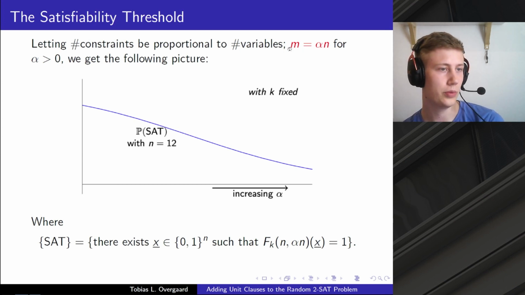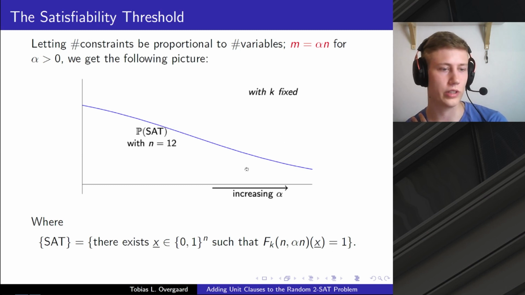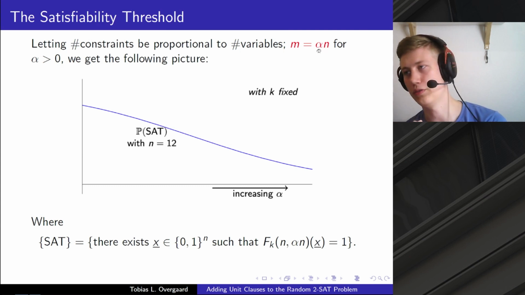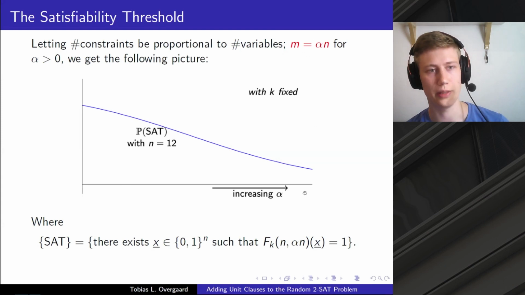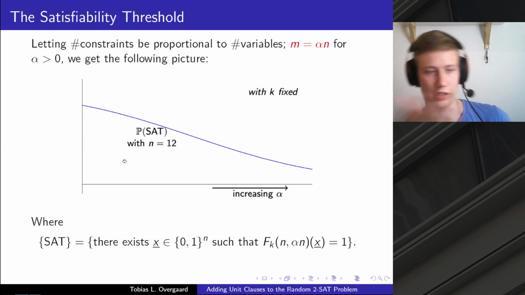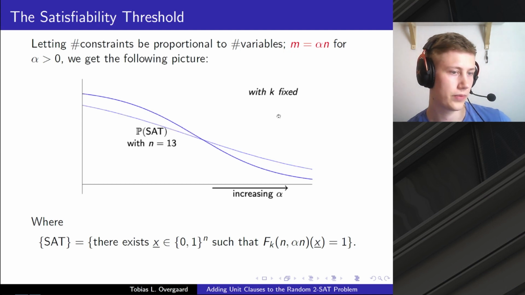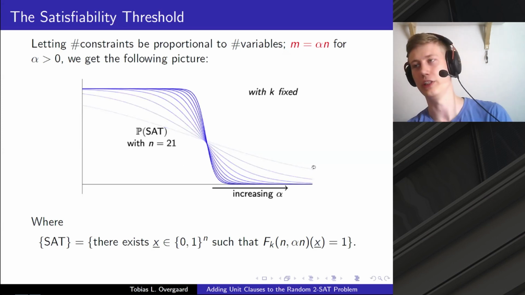So if I take the number of constraints to be some positive number alpha times n, then this is what I will see. This is the probability of the event I talked about, that my randomly chosen formula is satisfiable. How will that look when I increase the number of constraints? Of course it'll be a decreasing probability, because with alpha I'm increasing the number of constraints, so I'm making it more difficult to find a solution. So for n equal to 12, we get something like this. k is fixed here, so m and n are going to infinity.